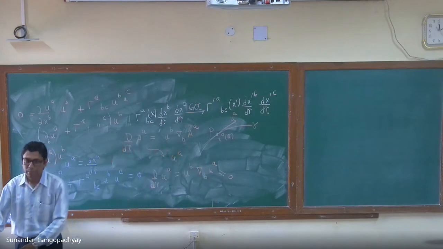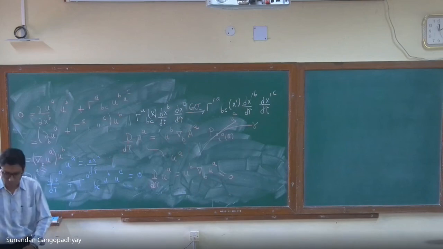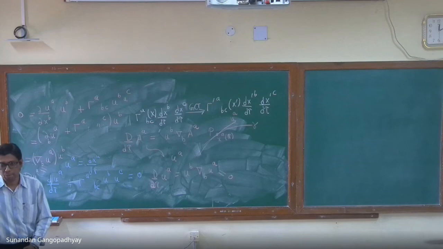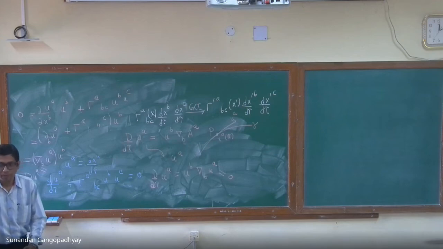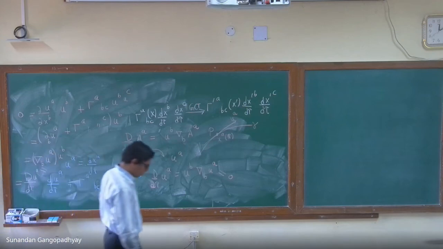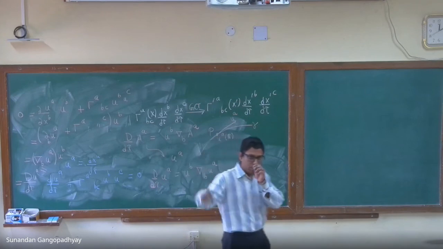So, sir, basically it means that along a geodesic, there are two points A and Q, and if I parallelly take AQ to AP, then those two vectors will be identical, along the geodesic. Along the geodesic.